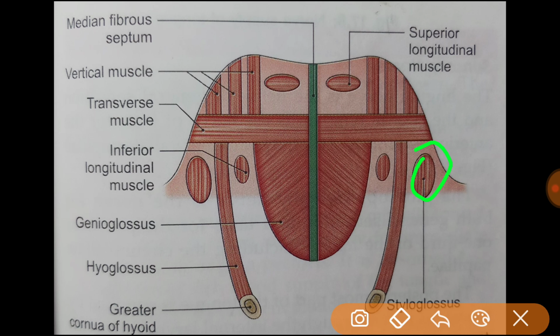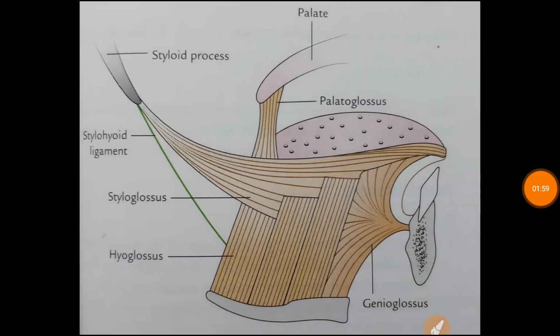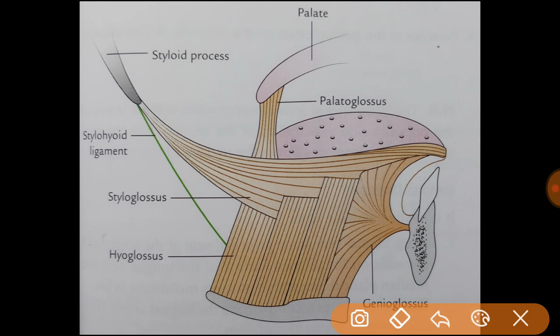styloglossus, genioglossus, then hyoglossus. In the diagram, palatoglossus will be shown in another diagram. Here you can see the diagram of all the extrinsic muscles. Here the tongue, and from the palate to the lower side is the palatoglossus.